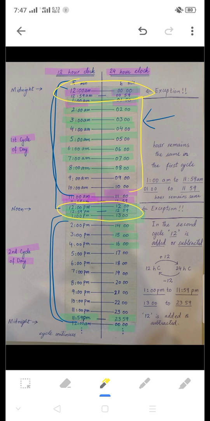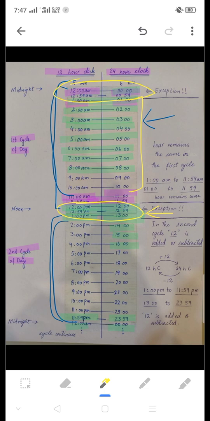And here, if the time is 12 PM, you know it is noon time, you will write 12. When there is 12 PM, you will write 12 for it. When there is 12 AM, you will write 0 for the hour part.